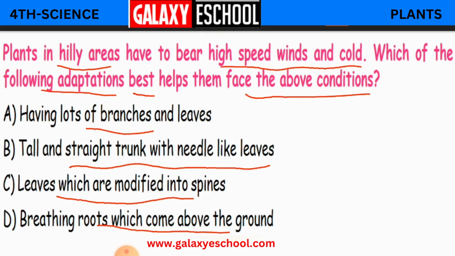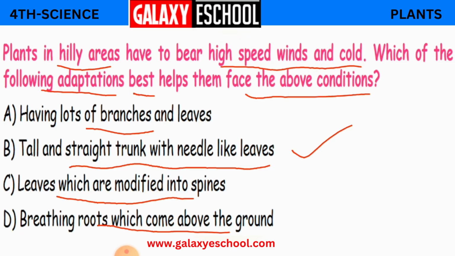Okay, so what will be the answer, children? That is the B option. Because they have tall and straight trunk with needle-like leaves, they are able to face the winds and cold. Okay, clear? Option B is the correct answer.